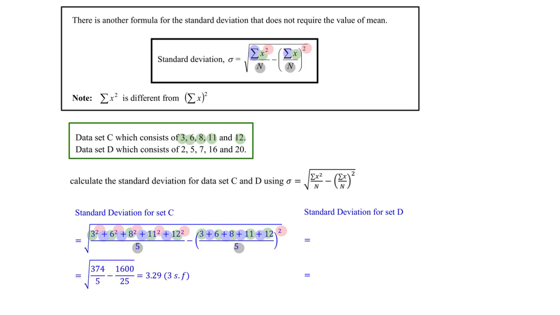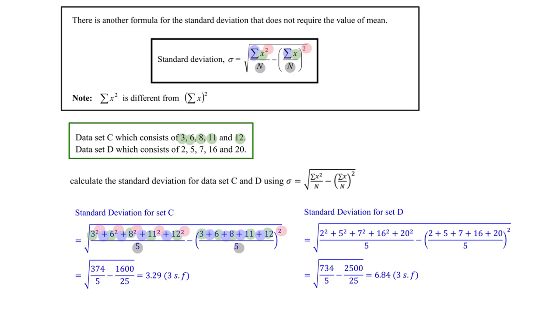This will give me the following: square root of 374 over 5 minus 1600 over 25, and it gives me the same answer as the previous video where we used another formula to find the same standard deviation. Repeating this for the standard deviation of set D, this will be the answer.